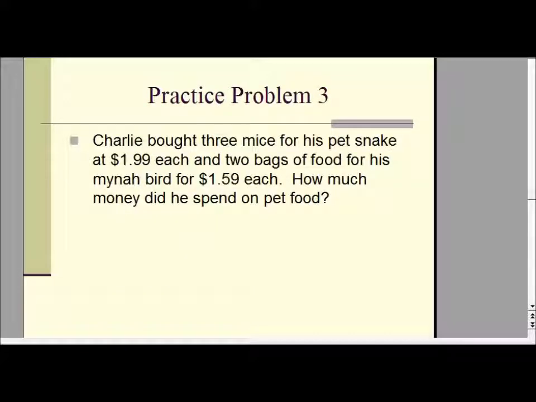Practice problem 3. Charlie bought 3 mice for his pet snake at $1.99 each and 2 bags of food for his mynah bird at $1.59 each. How much money did he spend on pet food?